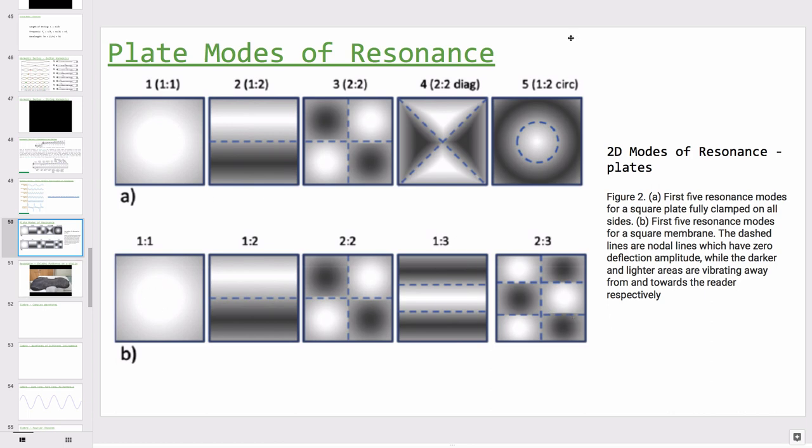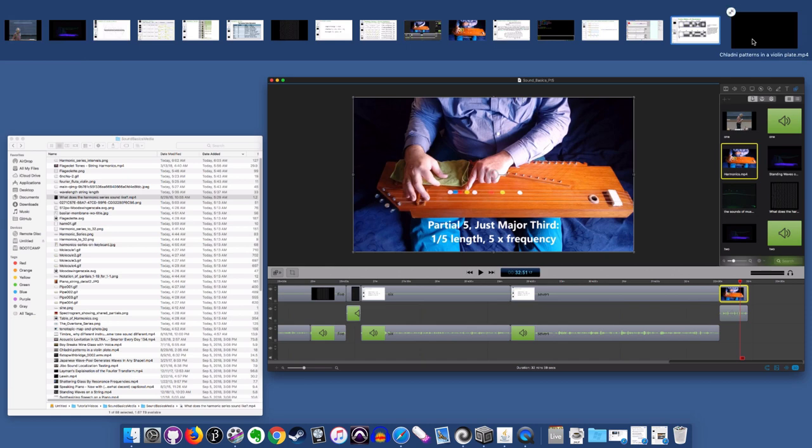So let's look at a violin plate. We'll call these plate modes of resonance. But let's look at violin and see how that looks.